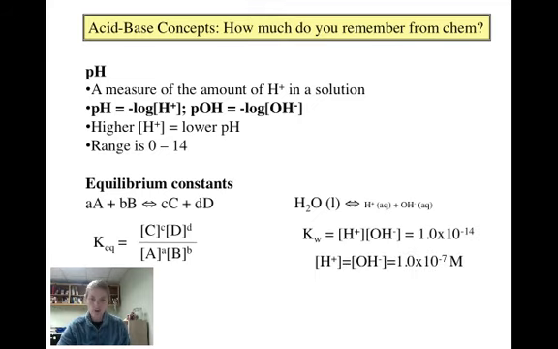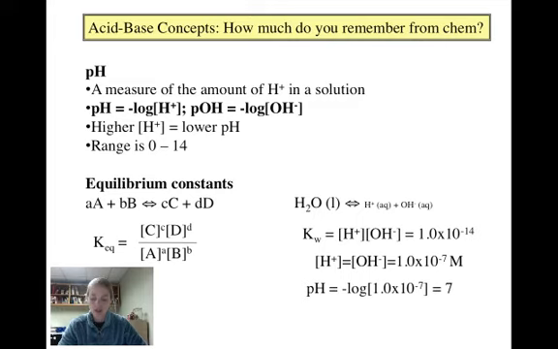Taking the square root of 1.0 times 10 to the minus 14th allows us to determine the concentration of H+, which is equal to the concentration of OH-, which is equal to 1.0 times 10 to the minus 7th molar. Taking the negative log of this number shows us that the pH of water is 7, which makes sense as we know that water is a neutral substance. We can also calculate the pOH by taking the negative log of the concentration of OH-. The pOH would be 7 as well.